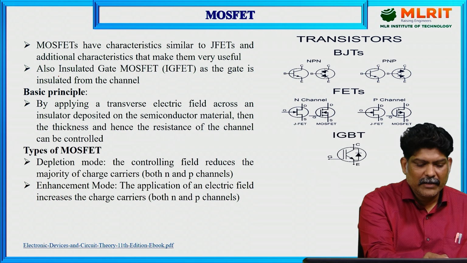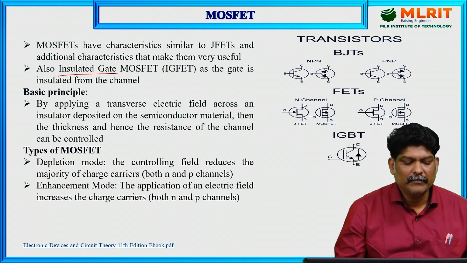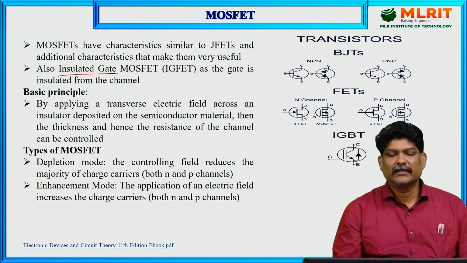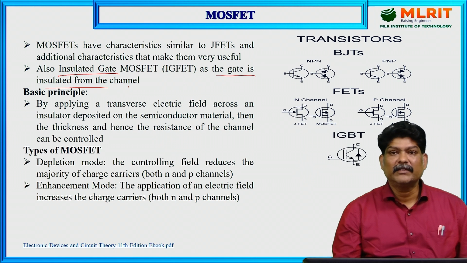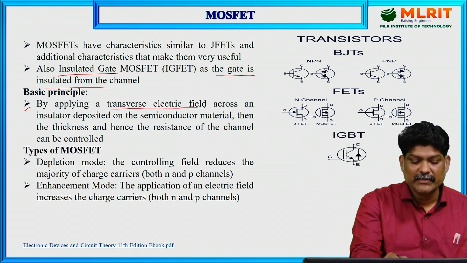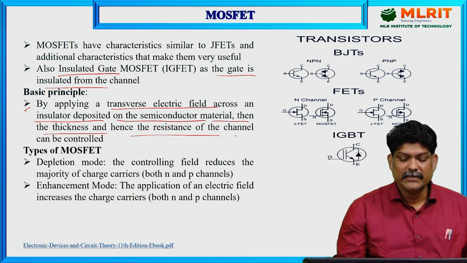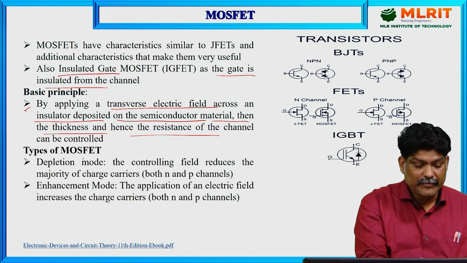MOSFET is also called IGFET, insulated gate FET, as the gate is insulated from the channel. The basic principle is that by applying a transverse electric field across an insulator deposited on the semiconductor material, the thickness and hence the resistance of the channel can be controlled. Right? So types of MOSFET: depletion mode.